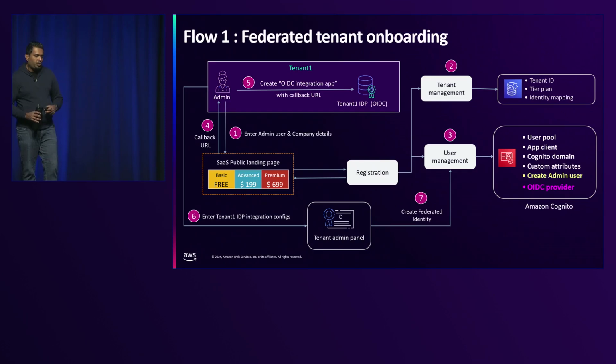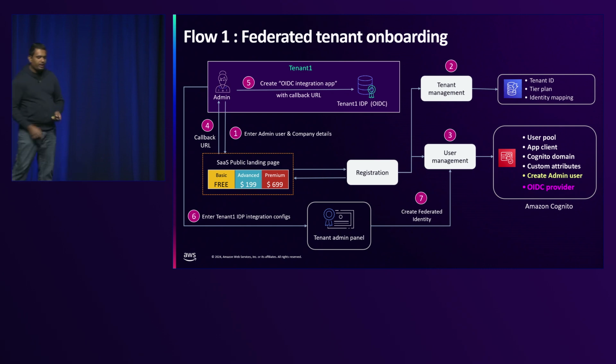Now at this stage, when the tenant 1 users try to access the SaaS application, Cognito will know that they need to be federated because of the OpenID Connect provider, and they will be directed to the tenant 1 IDP over OpenID Connect protocol, and from there onwards the federation can happen.